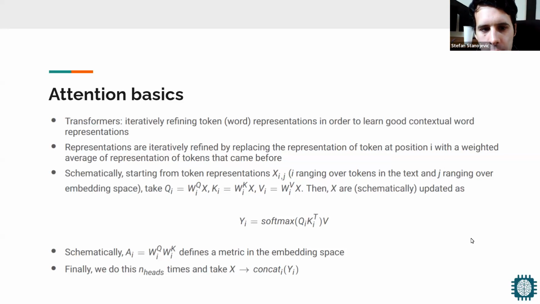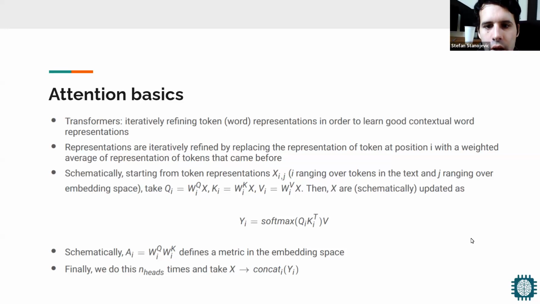Because we may want to capture a number of different notions of which tokens are similar to each other. So one of them could be, I don't know, emotion, another one could be color, various kinds of concept spaces we want to capture. Because of that, we take this operation a number of times. So we have a number of heads. Each head here will have its own set of WQ, WK, and WV matrices.